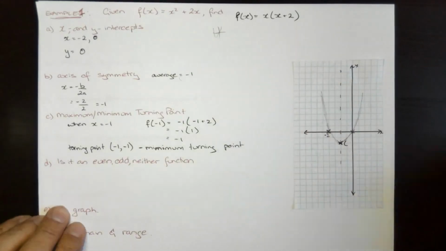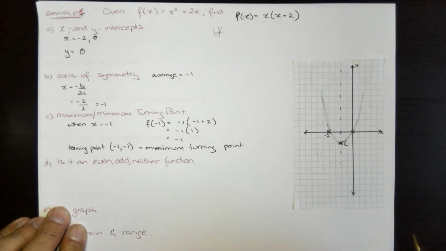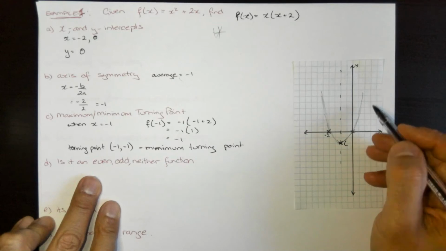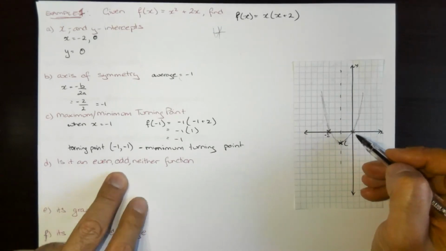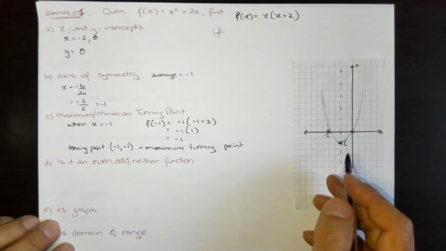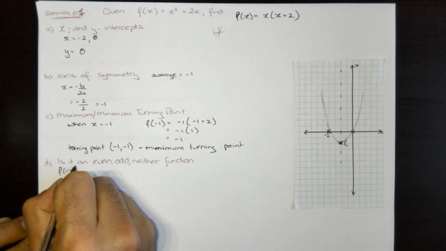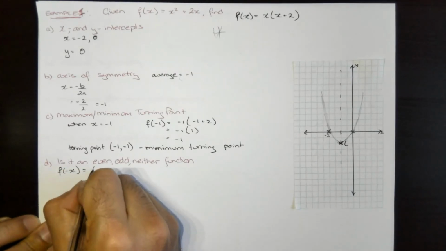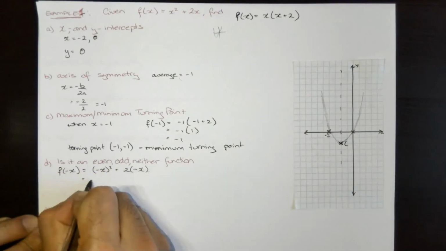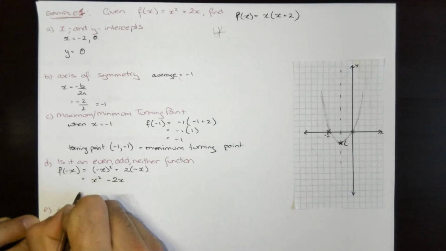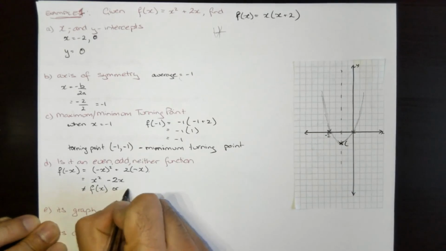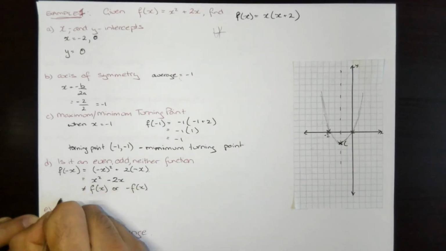Is it even, odd, or neither? Well, from the graph we can see that it's definitely not even because it's not symmetrical around the y-axis. It's not odd because it's not symmetrical about the origin. So it's going to be neither, but we can just test it. f(-x) is (-x) squared plus 2 lots of -x. That becomes x squared minus 2x, which is not f(x) or -f(x). So this is neither.